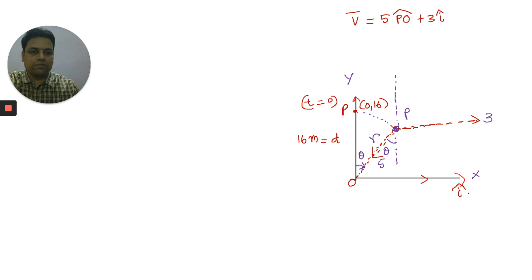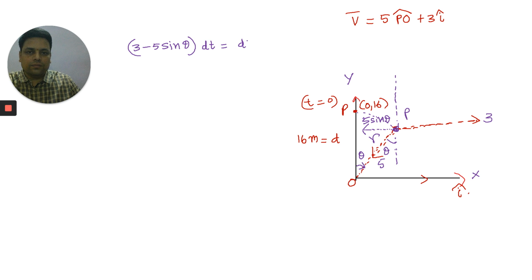We can resolve this 5 into components. The component is 5 sine theta towards left and 5 cos theta vertically downward. We can write, in the x direction, 3 minus 5 sine theta is the velocity at any instant along x direction. So 3 minus 5 sine theta into dt should be giving me dx. Let me integrate on both sides.